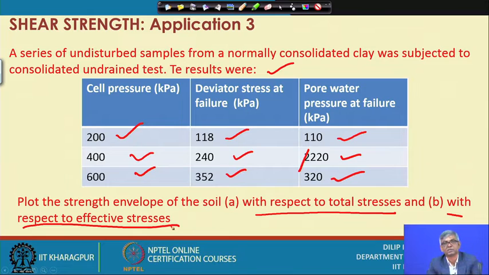This is the thing I just explained in my last lecture: how this undrained test can be utilized to find out the drained parameters of the soil. So, this one we can show here. You can see now this can be done this way.